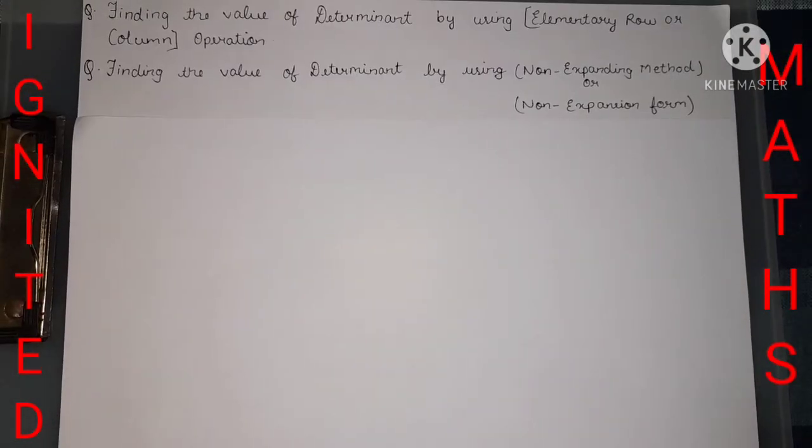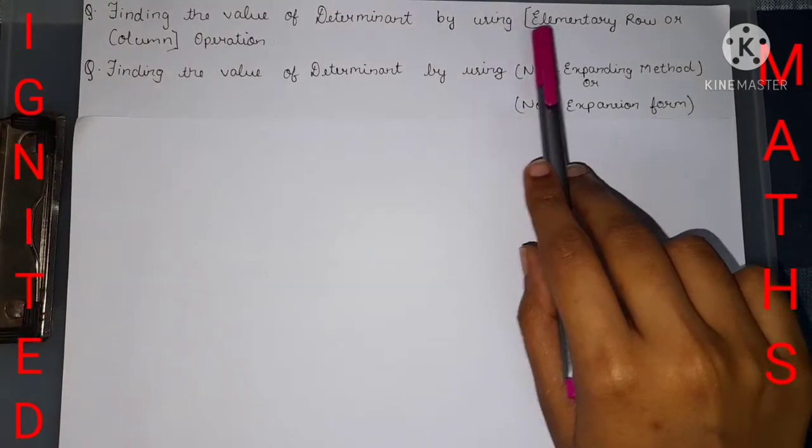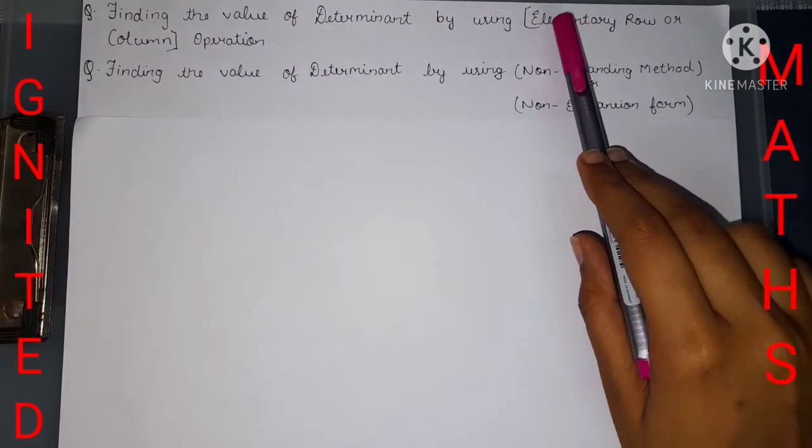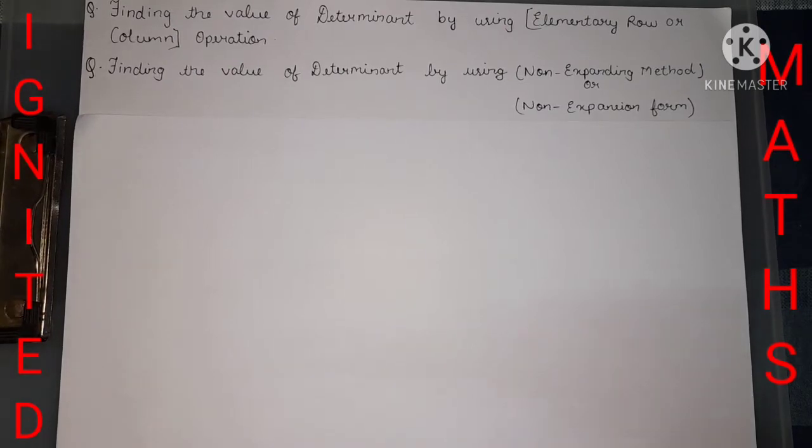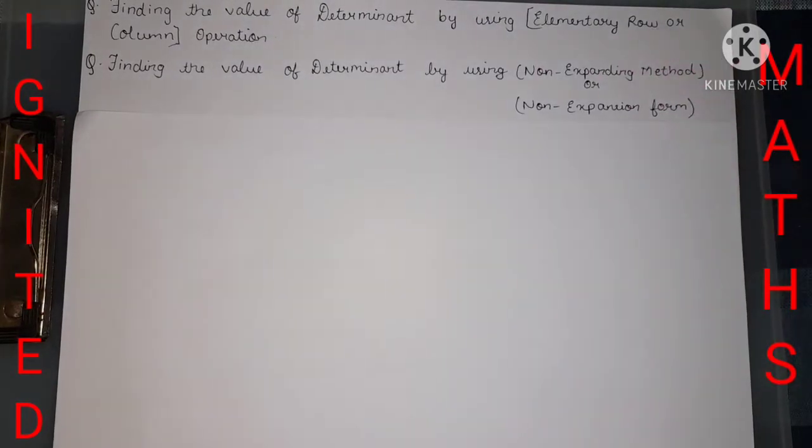We are going to find the value of a determinant by using an elementary row or column operation. In some books you can see that you need to find the value of the determinant with the non-expanding method. In some books they say that we need to find the value of the determinant with the elementary row operation or the elementary column operation. So both terms are actually the same. The same explanation holds for both questions, so don't be confused. The answer will be the same for both. Okay, so let's start with it.